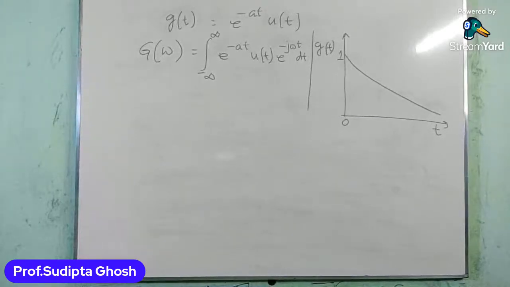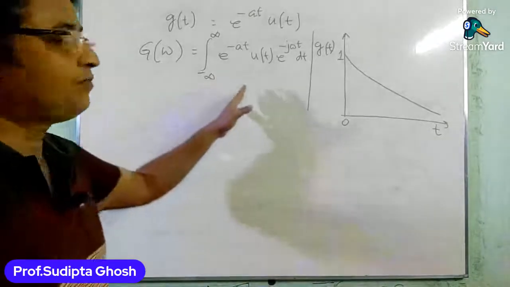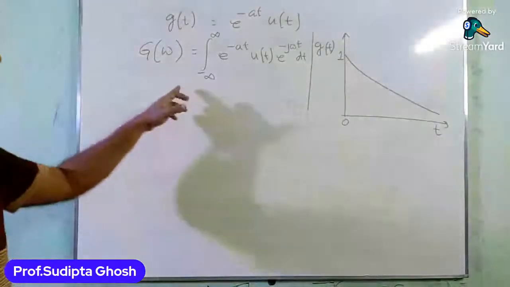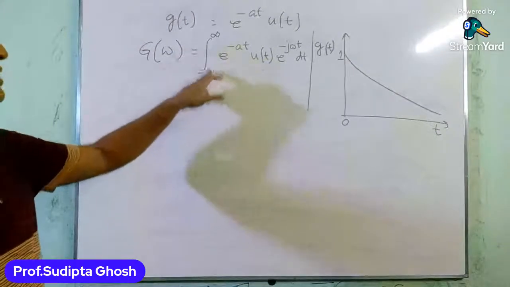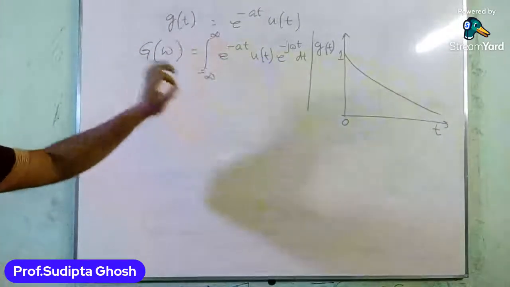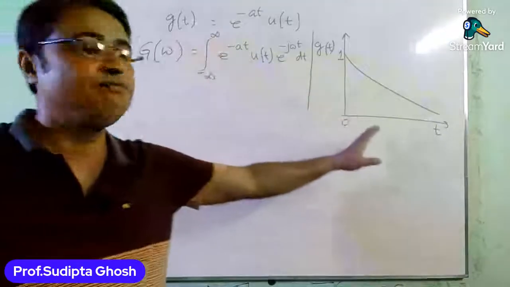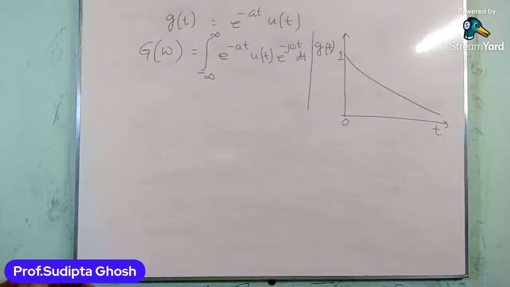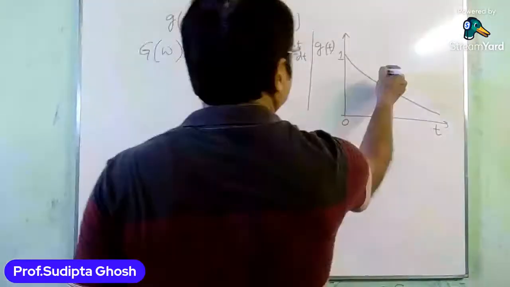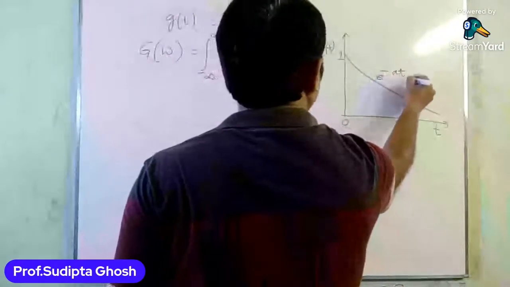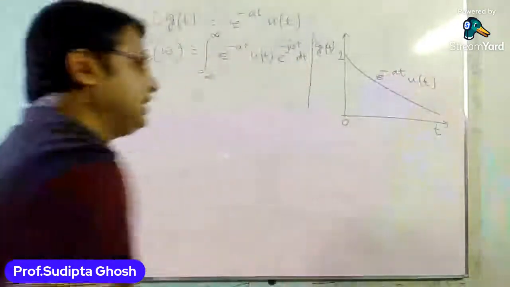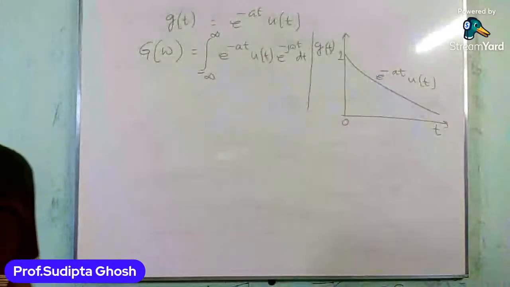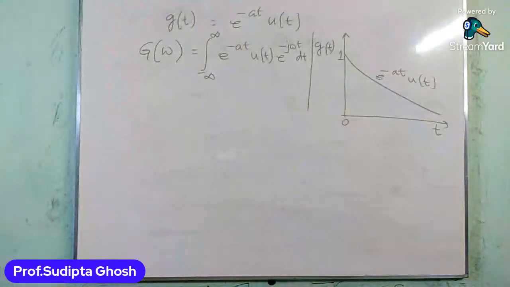Now, from the definition we can write the integral from minus infinity to plus infinity. But as you can see, this is the functional form given here, and the value is actually 1. So this is of the form e to the power minus a t into u(t), and u(t) is nothing but, you all know, the unit function.